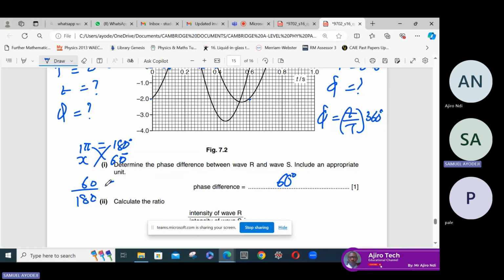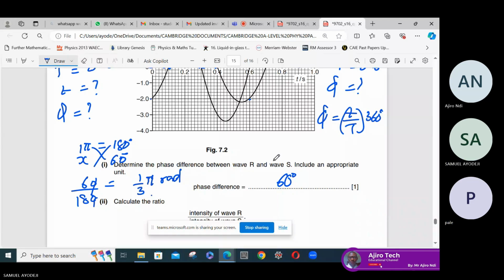So 0.006 here, that's 1 over 3. So 1 over 3 pi radian. So it's the same thing, either this or this. So any unit, just put the appropriate unit. Is it understood? Yes, sir.